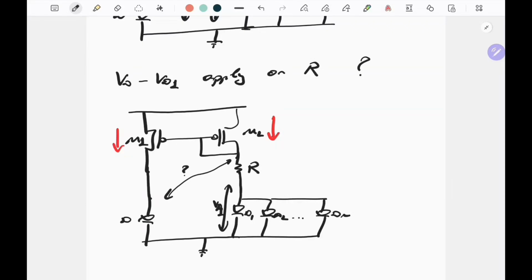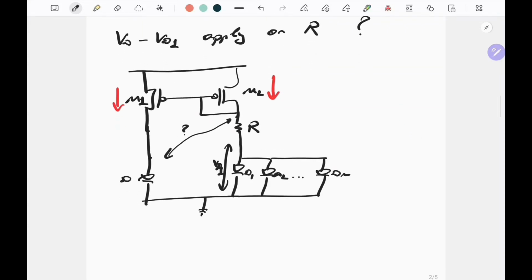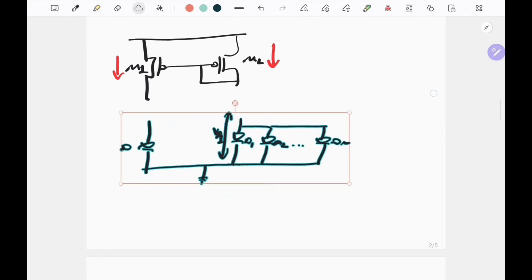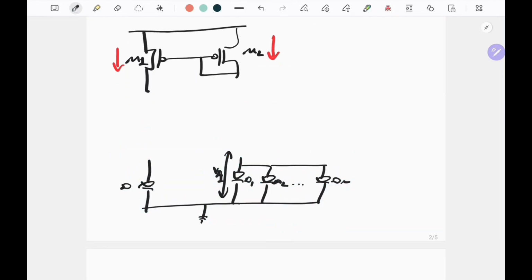So this also seems that it doesn't work, but in fact, with a simple modification, we can actually make this work. And let's now do that modification. So first, let's move this part a bit down. We will add here an additional NMOS pair.